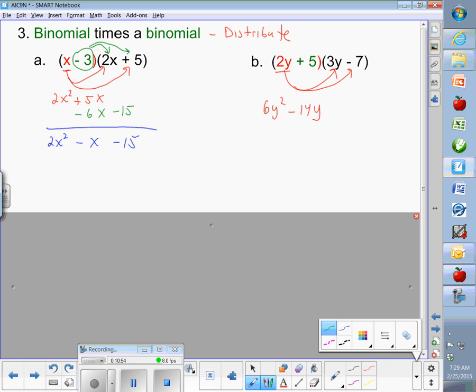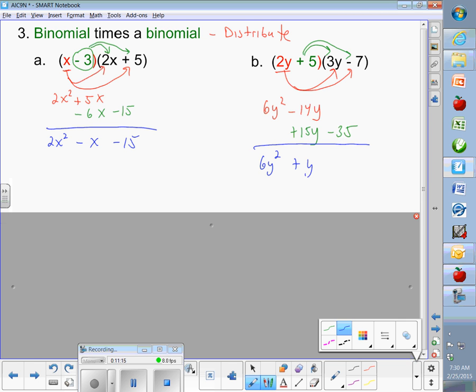Let's take our back 5 and distribute it. Positive 5 times a 3y, positive 15y. Do keep my plus signs there just for clarity's sake. And what's your positive 5 times your negative 7? A negative 35. Finish it out by adding the like terms in the middle.